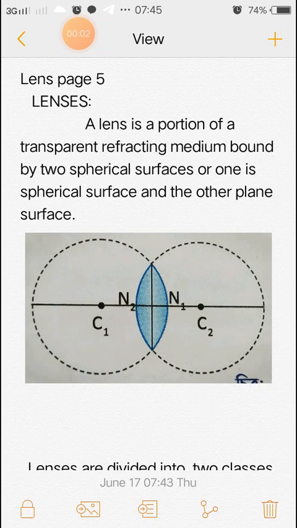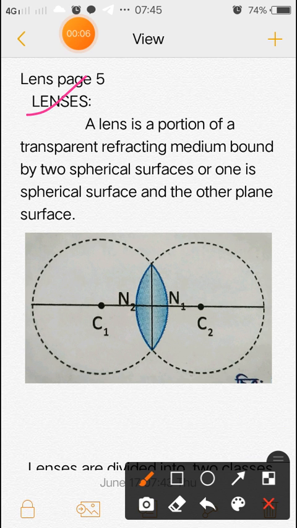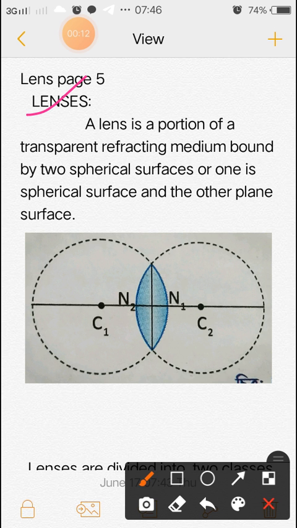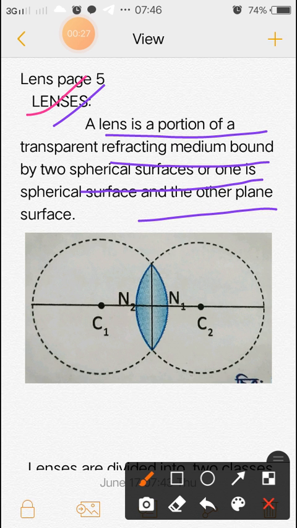Now we are going to study lens. What is a lens? A lens is a portion of transparent refracting medium bound by two spherical surfaces, or one spherical surface and the other a plane surface.